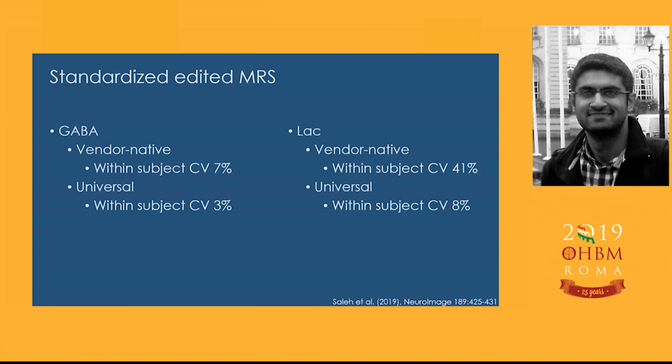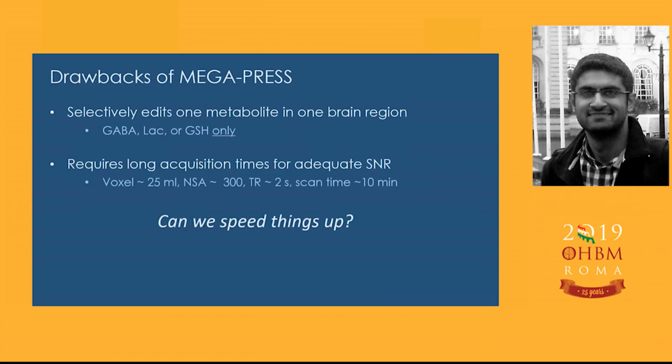And this is mostly because some of the vendors, such as Siemens and Canon, have editing pulses which are not half of echo time apart, so that affects the refocusing of your coupling evolution. So we have this MEGA-PRESS sequence. It works across all MR vendors, very reliable.